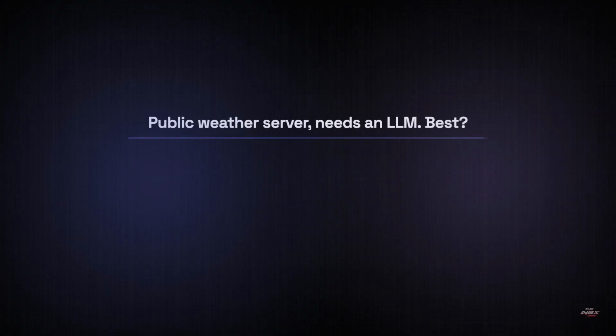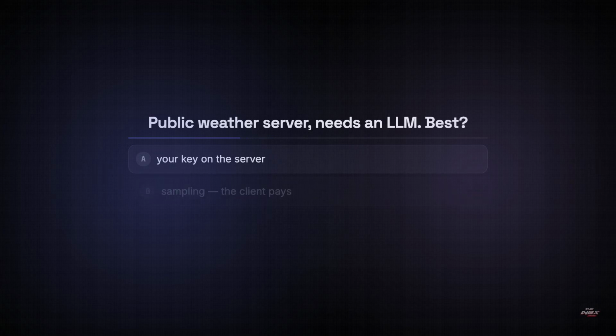The final question, straight from the course. You're building a public MCP server for a weather service. Users connect from their own apps, and the server needs a language model to write the forecast in plain English. What's the smartest approach? Put your Anthropic key on the server and call Claude directly, or use sampling, so each client calls Claude with its own key? Have a think, and pause if you'd like a moment.